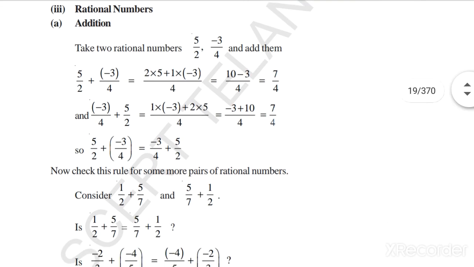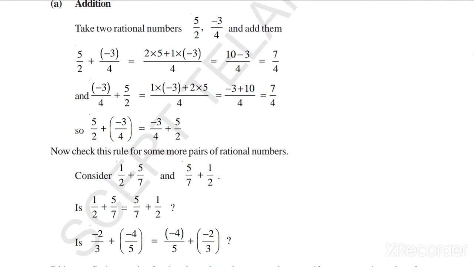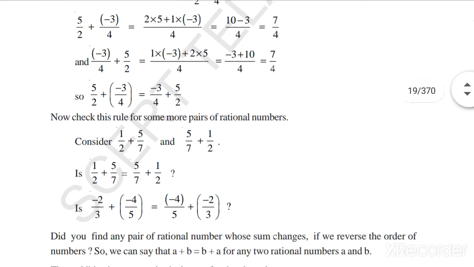Addition: take two rational numbers, 5 by 2 and minus 3 by 4, and add them. Observe the order: 5 by 2 plus minus 3 by 4 gives 7 by 4. If we change the order, minus 3 by 4 plus 5 by 2, the answer is also 7 by 4. Both ways we get the same. That's why it is written that 5 by 2 plus minus 3 by 4 is equal to minus 3 by 4 plus 5 by 2.